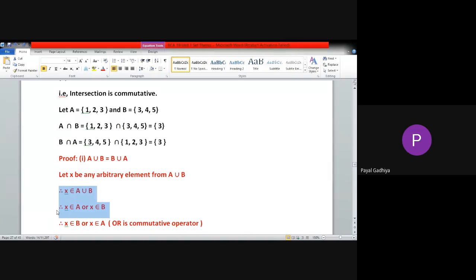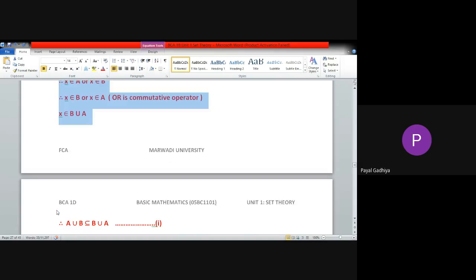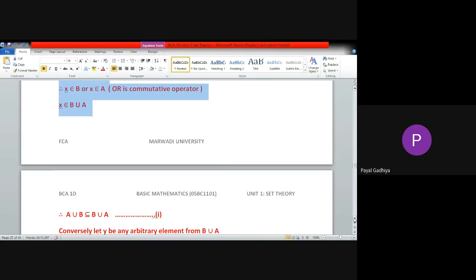Now I can change the places. I can write it this way, that X belongs to B or X belongs to A. I can change the places because or is commutative operator that we all know. If I'm saying that I am teaching in BCA 1 or 3, or I can say that I am teaching in BCA 3 or 1. Like, I can change it because or is a commutative operator. And so I can say that X belongs to B union A. So I have taken X from A union B and I got X in B union A. So I can write that A union B is a subset of B union A.